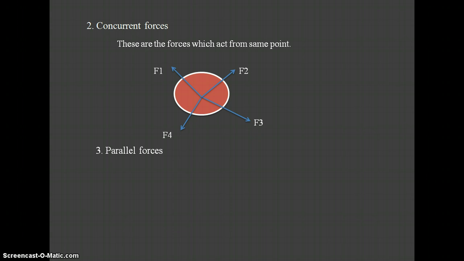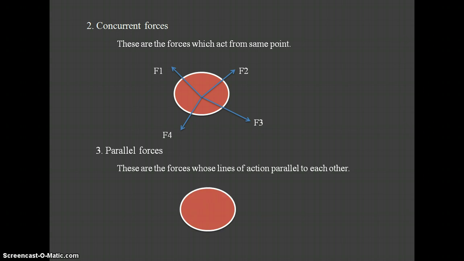Next, third one is parallel forces. These are the forces whose lines of action are parallel to each other. It means when we consider a number of forces acting on a body, the line of action of those forces will be parallel to each other.